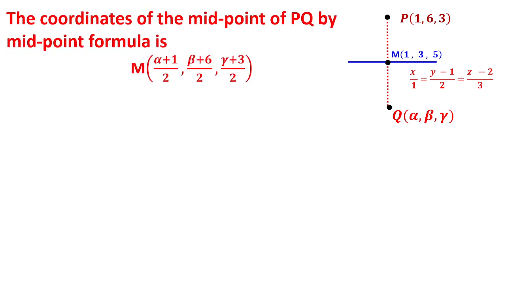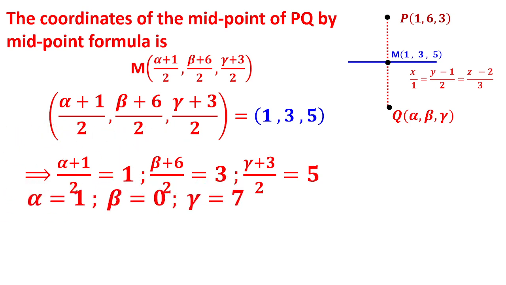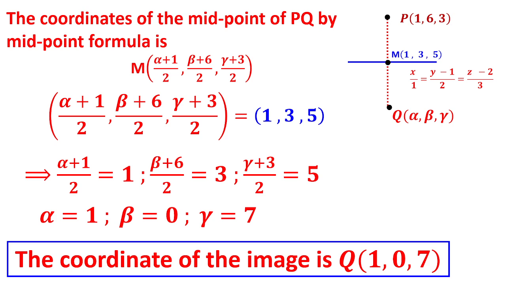Now what is the speciality of M? M is the midpoint of PQ. Now use the midpoint formula: (x1 plus x2)/2, (y1 plus y2)/2, (z1 plus z2)/2. I am equating and getting the value, so the image is (1, 0, 7).